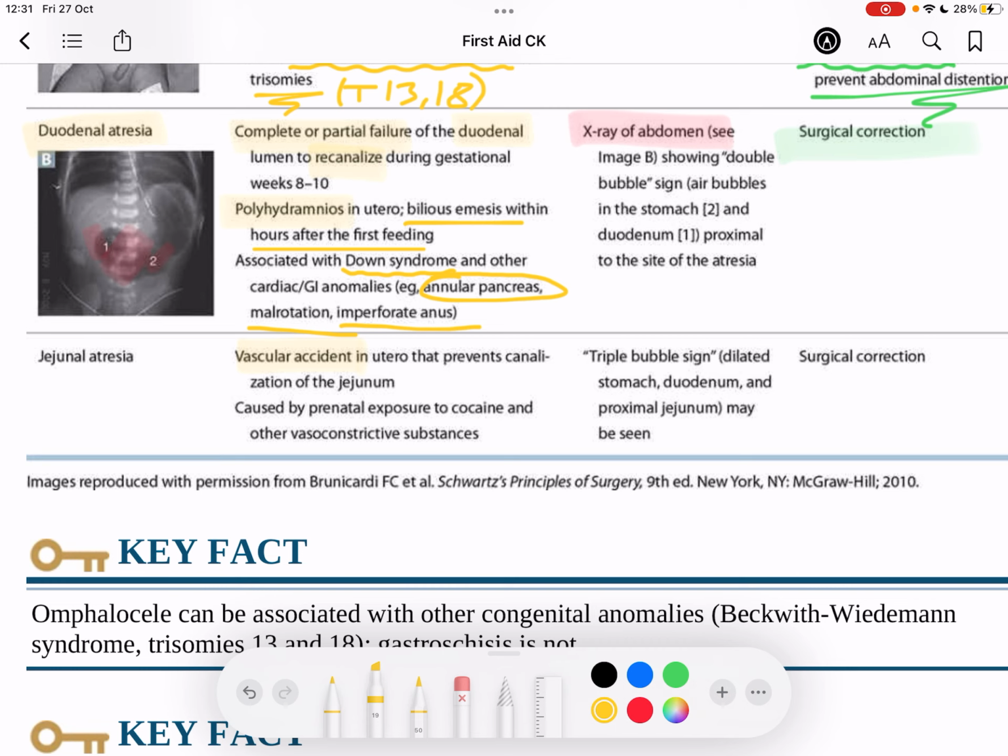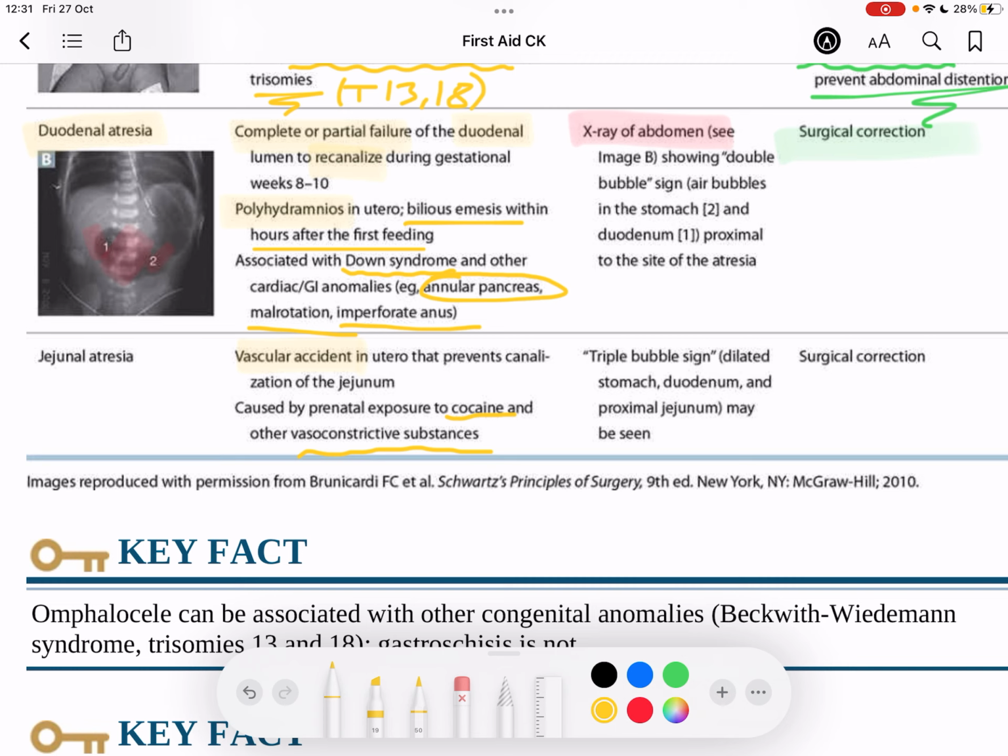What happens is that usually it's seen when a mother takes cocaine or other vasoconstrictive substances, so you can use your pharmacology knowledge to apply that. But anything that essentially causes vasoconstriction causes an ischemia to the jejunum, and that then causes a failure to canalize.